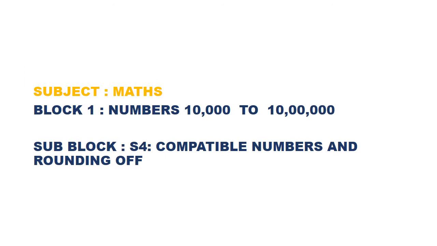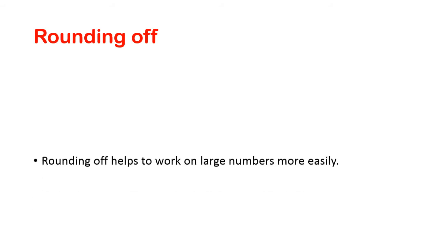Good morning children. Our next subblock is compatible numbers and rounding off. That is S4 from the block. These are the keywords: compatible numbers and round off. So you have to learn. Rounding off, you have already learned in your third standard itself. Have you all remembered that? Okay, now we are going to just recall it and then move on to compatible numbers.